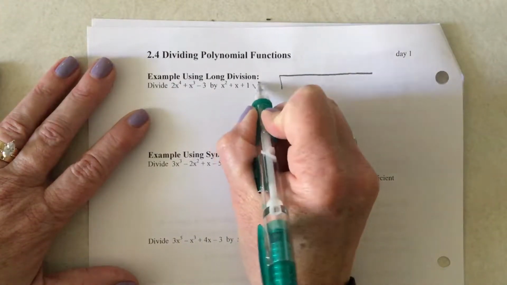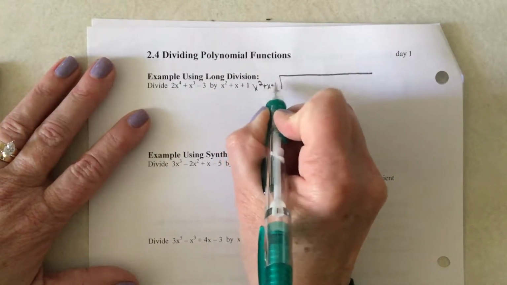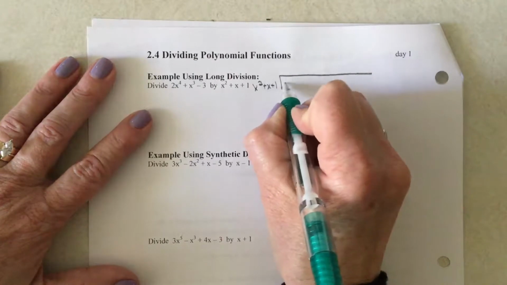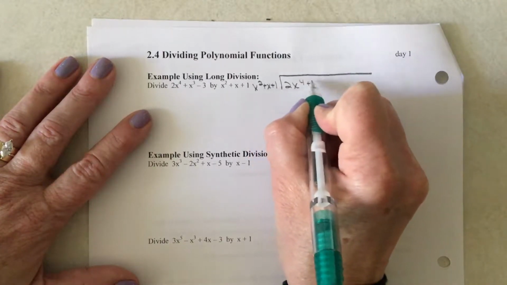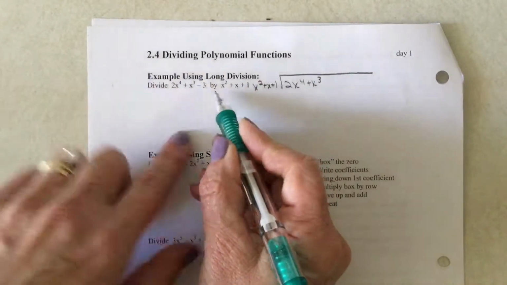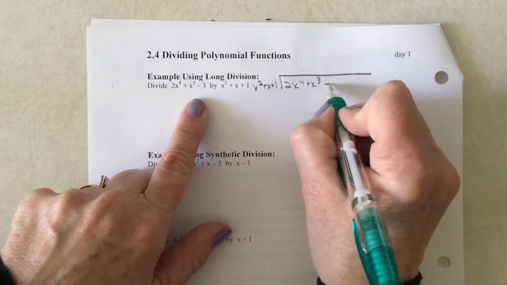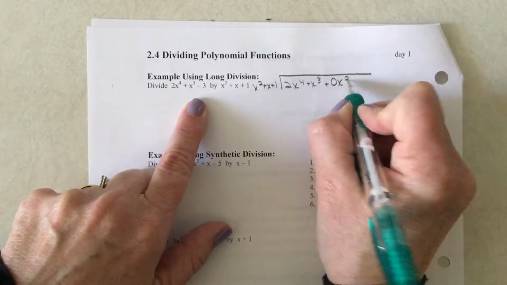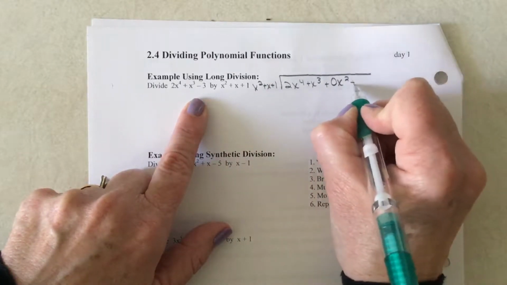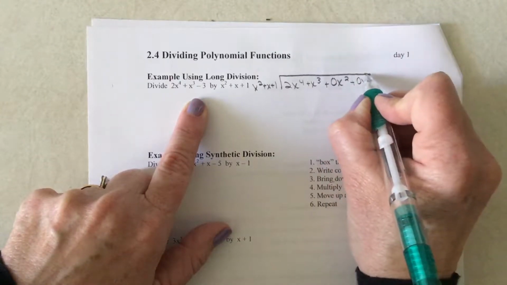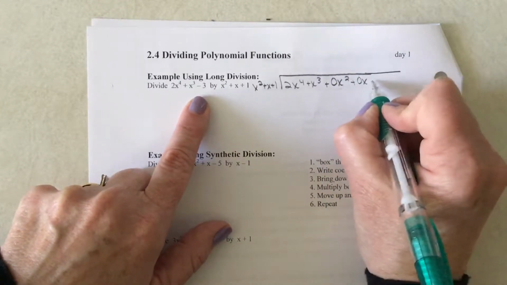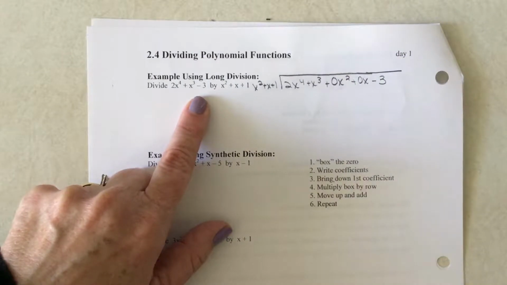So my divisor is x squared plus x plus 1, and my dividend is 2x to the 4th plus x cubed. I do not have an x squared, so I'm going to substitute in a 0 for that, keeping it and holding its place. I don't have an x, again substituting in a 0 for that, and then minus 3.